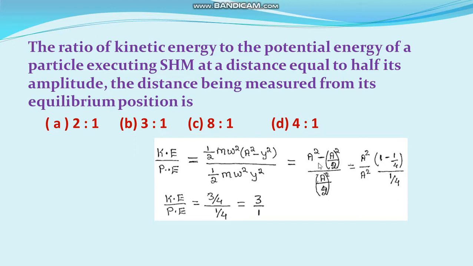So simplifying this, a is common, take it out, cancel. 1 minus 1 by 4 and 1 by 4 remains here. But 1 minus 1 by 4 means what? 3 by 4 divided by 1 by 4. Simplifying this, you get your answer 3 by 1. So our answer is B.